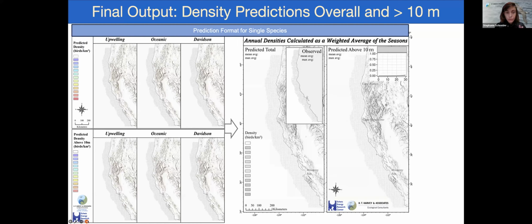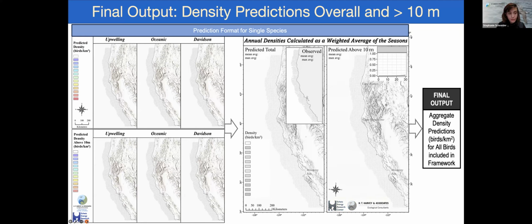And then for the annual predictions, which is what you'll mostly see, you're going to have the overall predictions on the left and the above 10 meters predictions on the right. And the colors will go from white to red, depending on the absence or presence and degree to which things are present. Next slide, please.